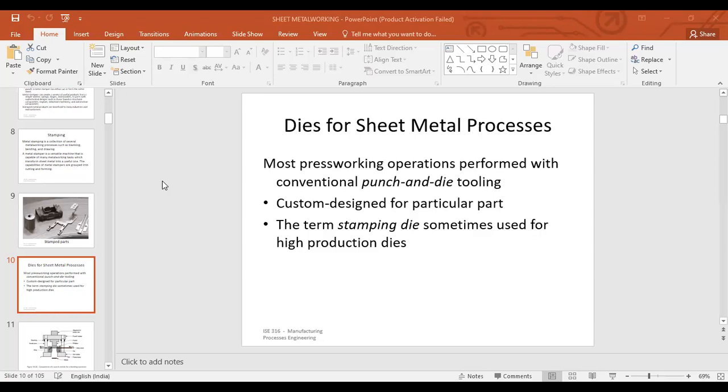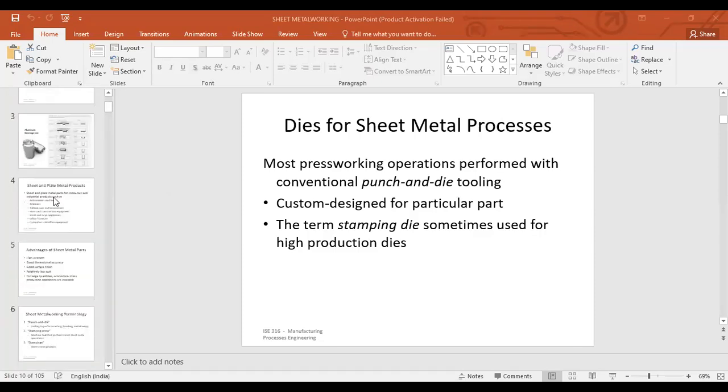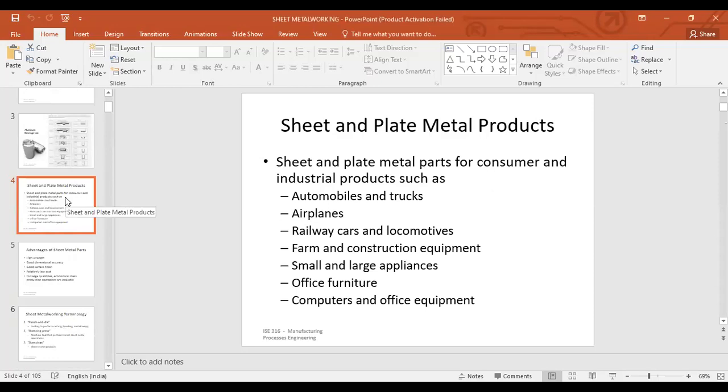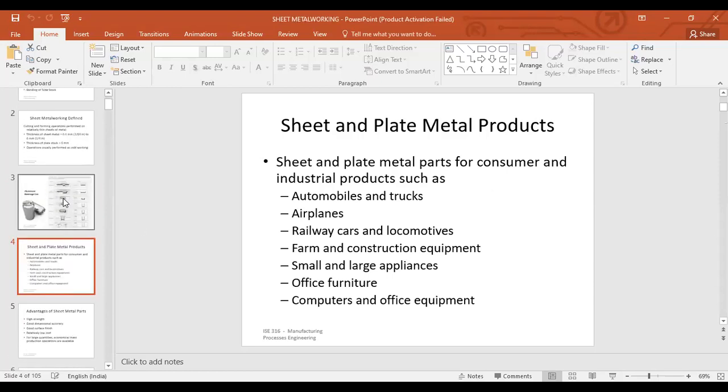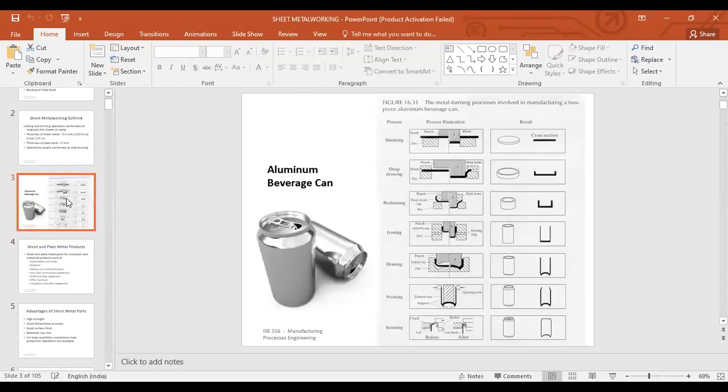So we had discussed the importance of sheet metal forming, what products are formed, and for what sectors of industry, as for example automobile, airplane, railway, to name a few. We had discussed the aluminum beverage can, and what the different processes involved are, right?